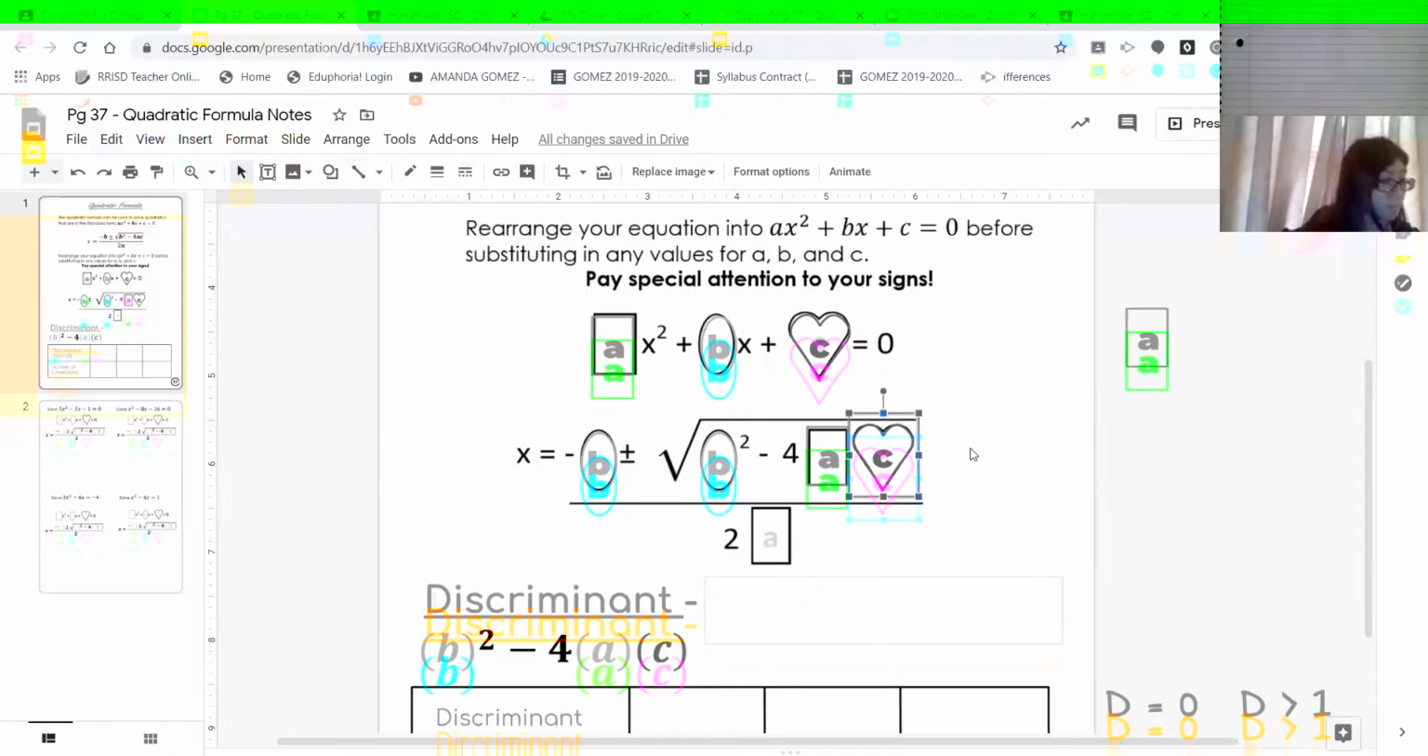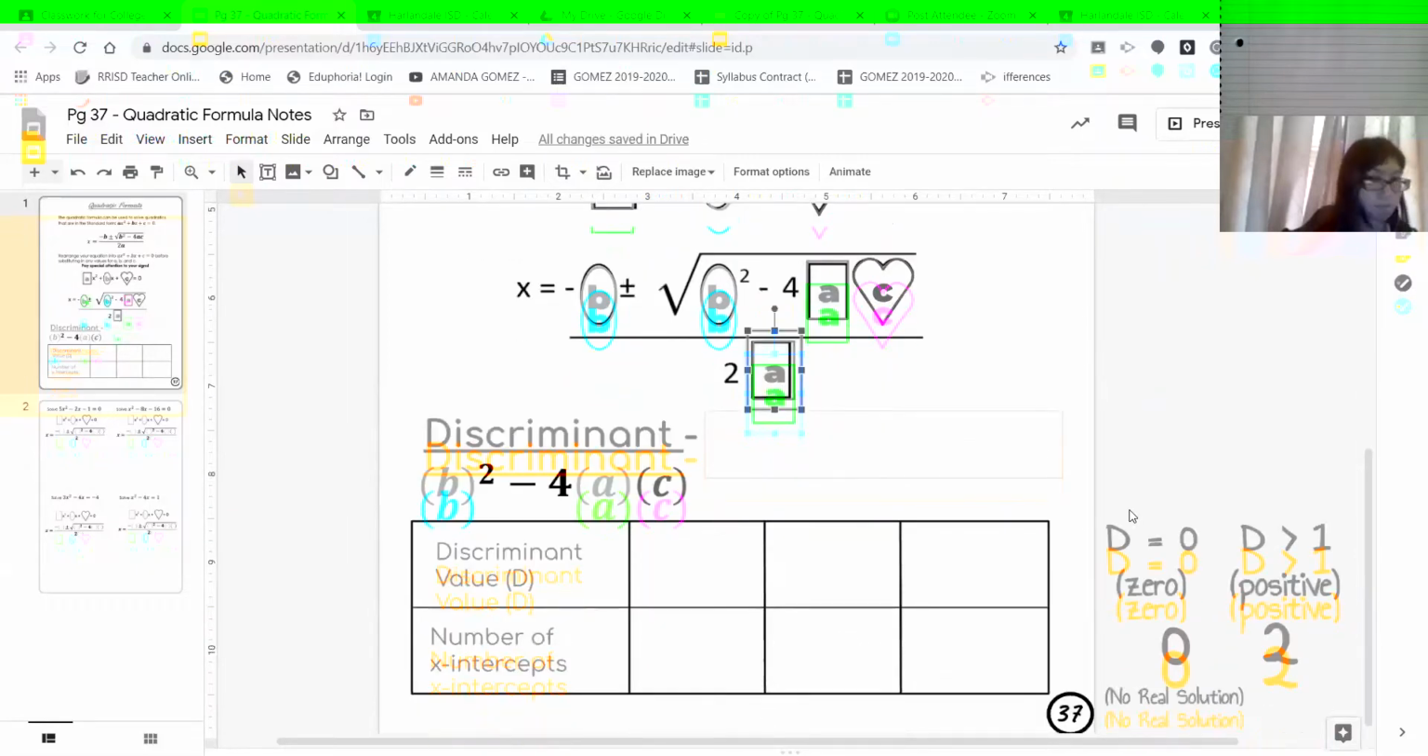Now, the biggest mistake that a lot of people make is they don't realize that this line signifies division. That line is underneath everything that we just finished doing. So that means everything is going to be divided by 2 times A. And as a matter of fact, bring this up here.